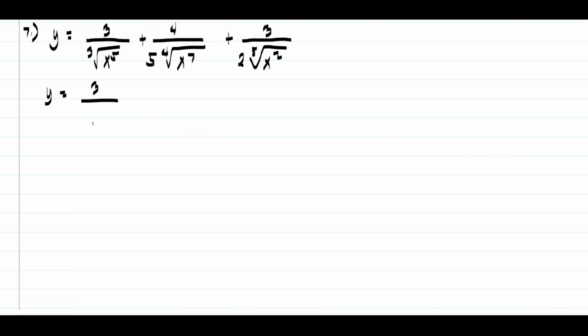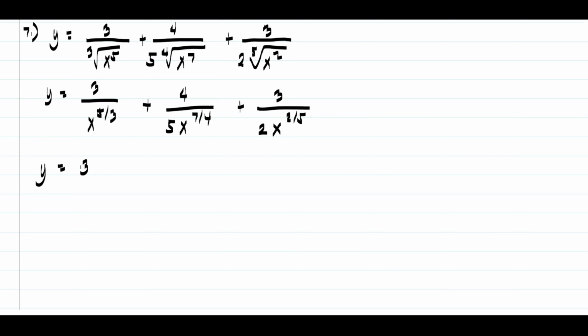This is 3 over x raised to 5 over 3 plus 4 over 5 x raised to 7 over 4 plus 3 over 2 x raised to 2 over 5. So to simplify this one, let us rewrite the variable x in the numerator. Since we have positive, we are going to have negative this time. So this is 3 x raised to negative 5 over 3 plus 4 over 5 x raised to negative 7 over 4 plus 3 over 2 x raised to negative 2 over 5.